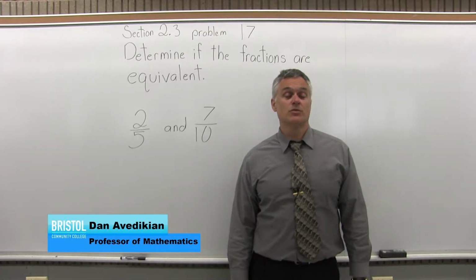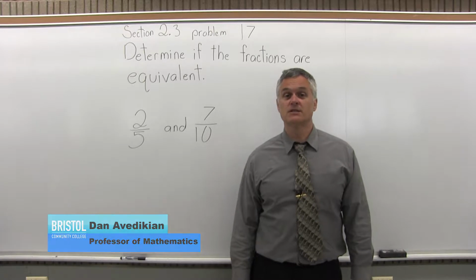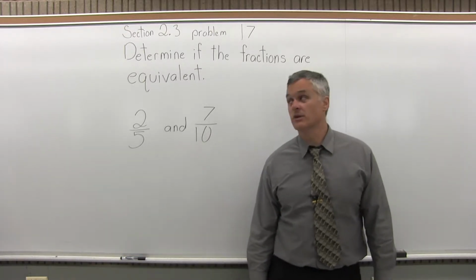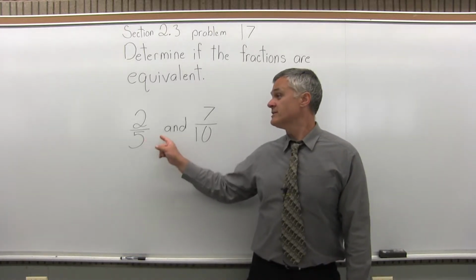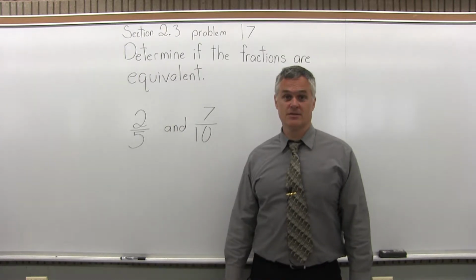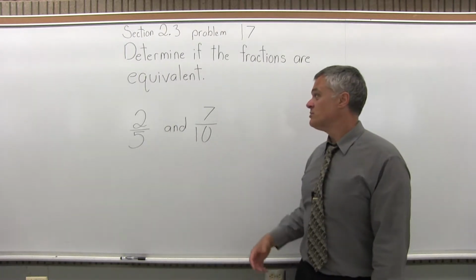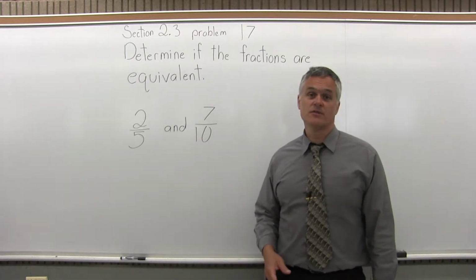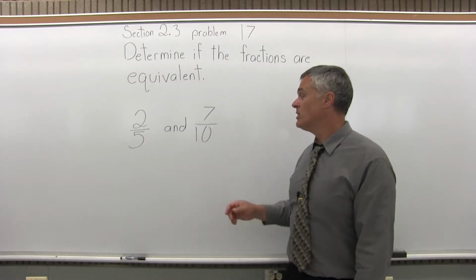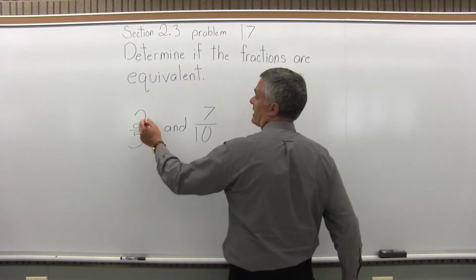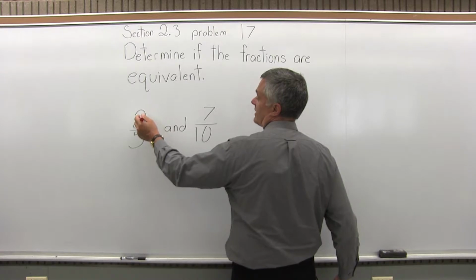This is Section 2.3, Problem 17. It says determine if the fractions are equivalent. And we have 2/5 and 7/10. So you could either reduce both fractions as far as they'll go and see if they're the same, or you can multiply the numerator of one fraction times the denominator of the other fraction.